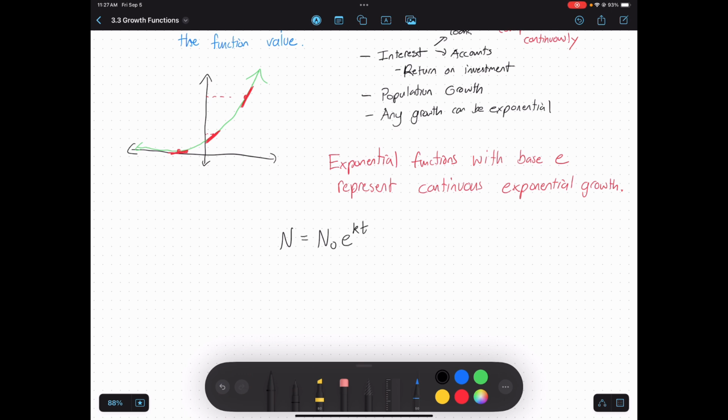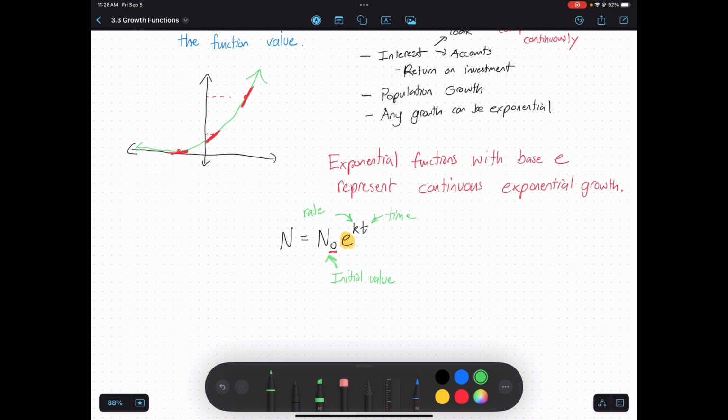This: N equals N naught e to the kt. N naught, that's what this little o, or 0, is. Remember, e is an irrational number, so that's a set value. That's not changing. That's not a variable. N naught represents my initial value. t, of course, is time. And k is your rate of growth.